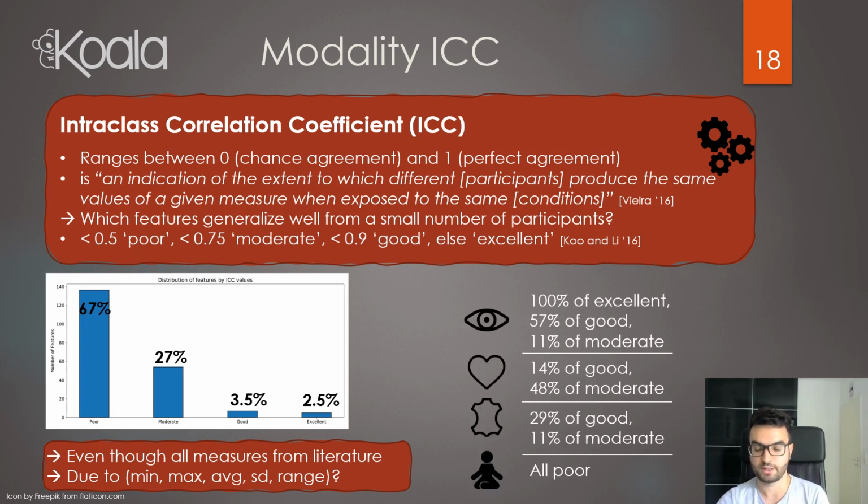And if we look at the modalities that the good ones belong to, we see that almost all belong to the eye category, so all excellent ones and the majority of the good ones, plus some moderate ones. So this is clearly the best in terms of ICC. Closely followed then by heart and skin, which constitute some of the good and moderate features, whereas the body posture features can all be considered rather poor, so that's also quite interesting.